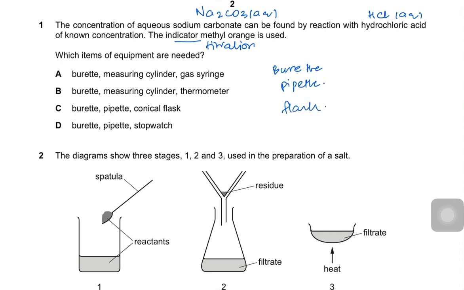Option A includes a gas syringe, and there is no need to collect a gas. We are not concerned with the rate of reaction. Option B is concerned with a thermometer, but it does not mention anything about a pipette. And a pipette is a really good, accurate piece of apparatus which we are going to be needing. So option B is also incorrect. Option C makes a lot of sense because it involves a burette and pipette, which are both very vital in titrations. Option D has a stopwatch. We don't need to measure the rate of reaction. So C for cat is the answer.